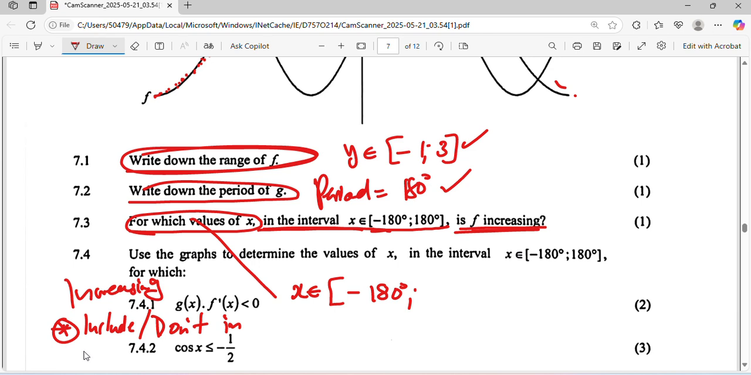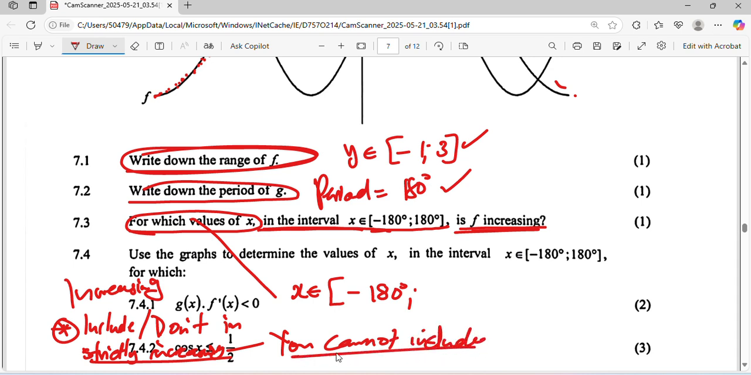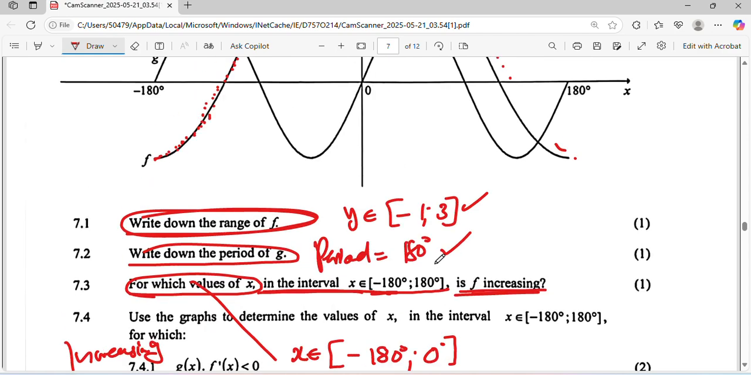But if they specifically say for which values of x is the function strictly increasing, you cannot include, because they said strictly. Okay, if they say strictly increasing, you can't include. But in this case, they just said what? Increasing, you can include, and they're including what? -180 until what? 0 degrees. Okay, you can give your answer like that.